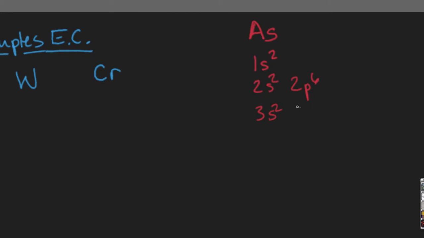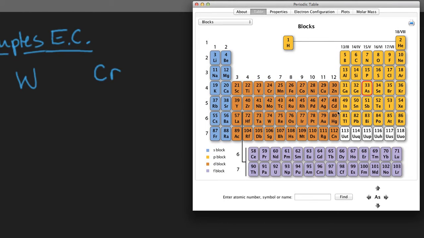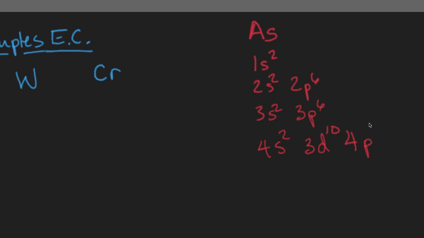3s2, 3p6, then it's 4s2, 3d10, because we subtract 1 from the quantum number for the d subshell, and if you remember, the d was completely full. And then we go back to 4 for the p. And how many of those were there? Let's see, let's go back to the periodic table. So I did the 3d, and then we were at 4p3.